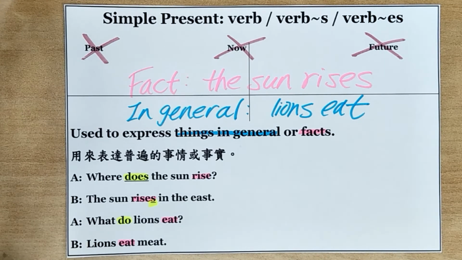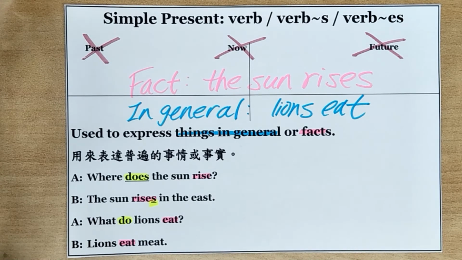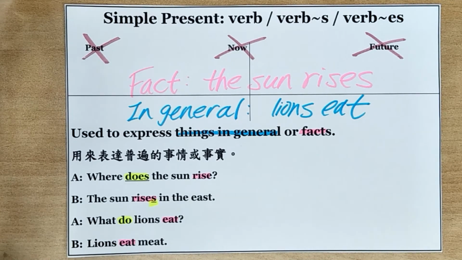A: What do lions eat? B: Lions eat meat. Okay, so here again, we don't care about the past, now, or future because we're talking about facts. The sun rises in the east. That is a fact. In general, lions eat meat.